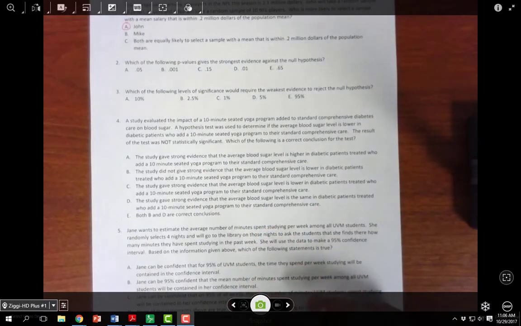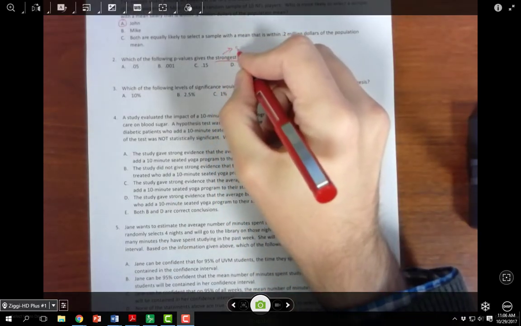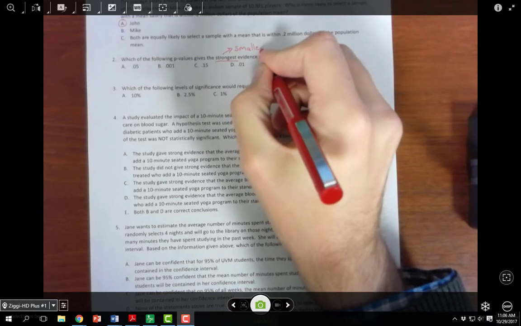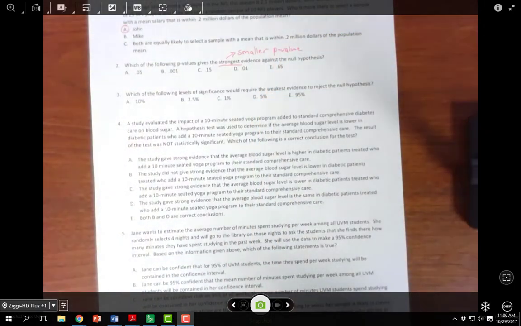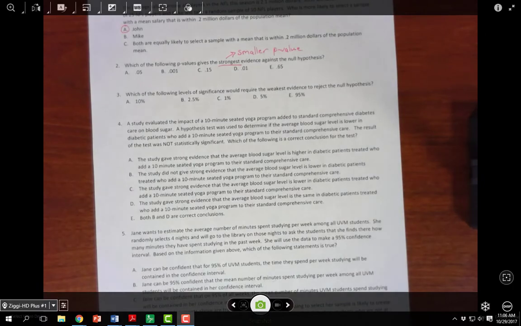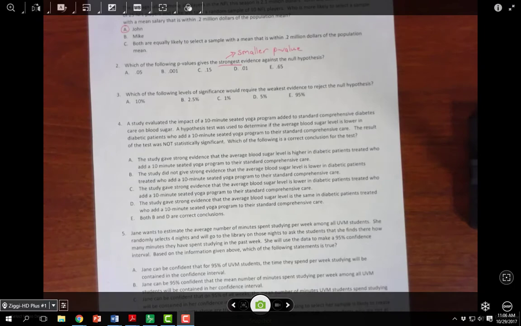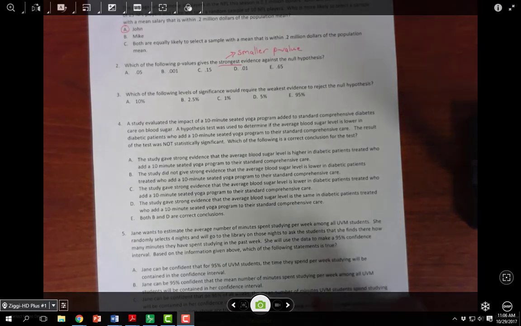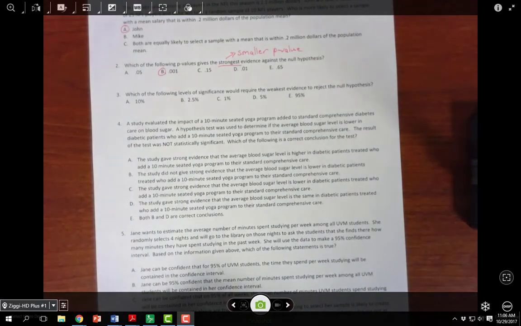Question 2 says, which of the following p-values gives the strongest evidence against the null hypothesis? So when we want strong evidence, that means we want a smaller p-value. The smaller the p-value, the more unusual our particular sample is. The more unusual it is, the less likely we believe that the null hypothesis is true, so it's going to be more convincing and have stronger evidence against it. So the smallest p-value up here would be B.